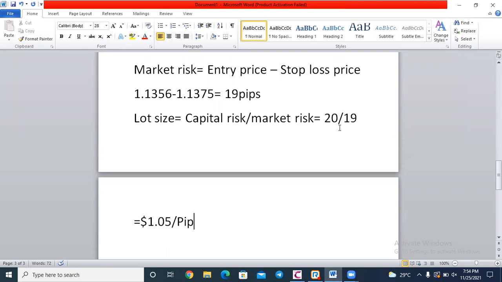What we did here is just like sharing $20 amongst 19 persons. So if you share $20 amongst 19 persons, each person will go home with $1.05. So what lot size would give you $1 per pip? If you know that, please type it in the comment space. What lot size would you use that would give you $1 per pip? If you know it, drop it in the comment space.